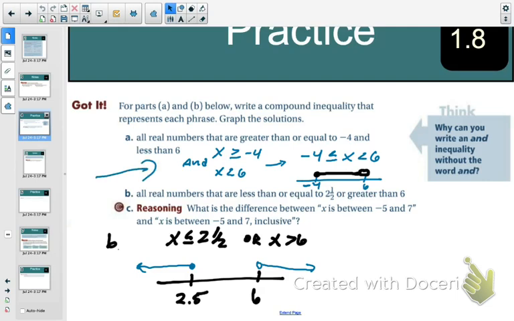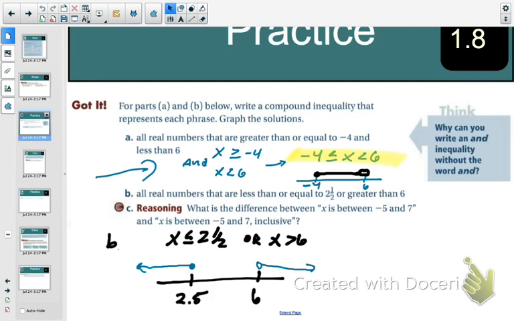All right, so for A up here, I made it a compound inequality by doing this. X is greater than or equal to -4 and less than 6. So I did a closed circle at -4 and an open circle at 6, and I shaded in between them. On B down here, X is less than or equal to 2.5, so closed circle at 2.5, and it's going to the left. Or X is greater than 6, so open circle at 6, going to the right. And we just shade both of those.